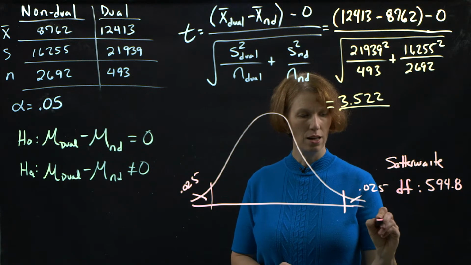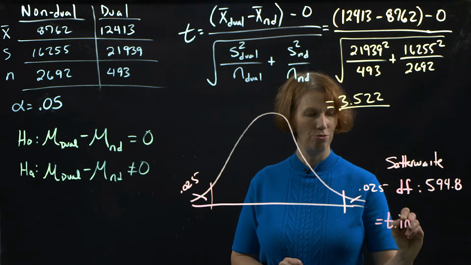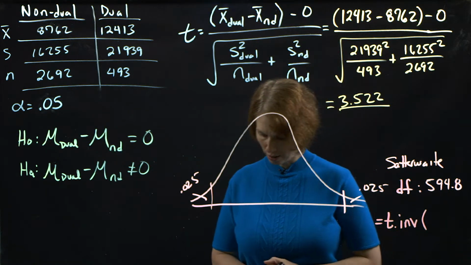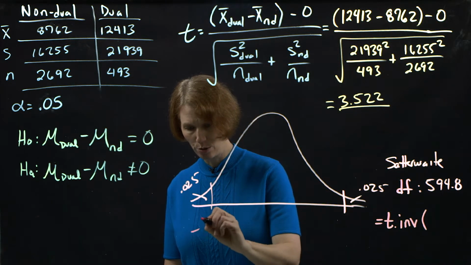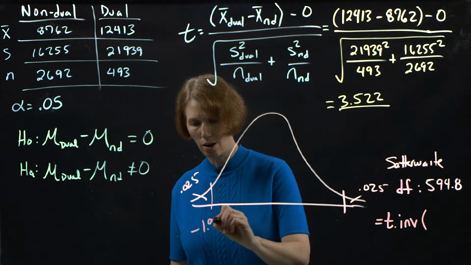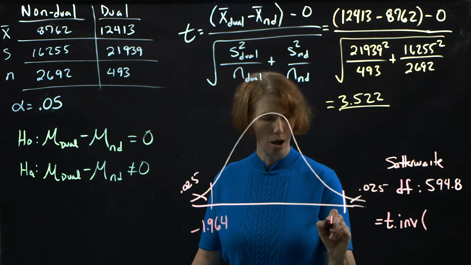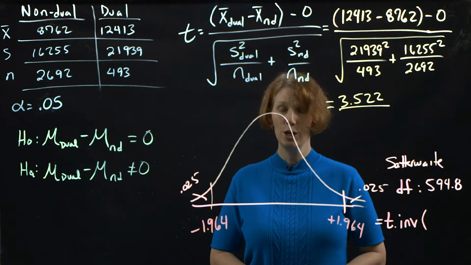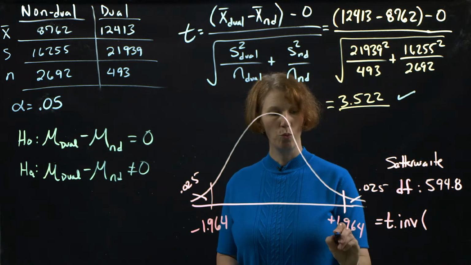And again, in Excel, we can use our t.inv function to be able to identify those particular critical values. And in fact, here, we will find that for those values, for those degrees of freedom and alpha, we will find our lower critical value to be minus 1.964 and our upper critical value to be positive 1.964.